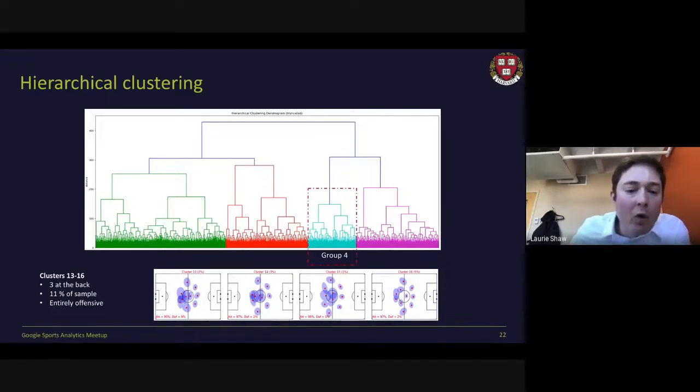Now, group 4 consists almost entirely of offensive formations. You can kind of see why. They now have essentially 3 defenders, with the 2 outside defenders or wingbacks pushed up into midfield, and variations in the structures of the midfield and forward line.